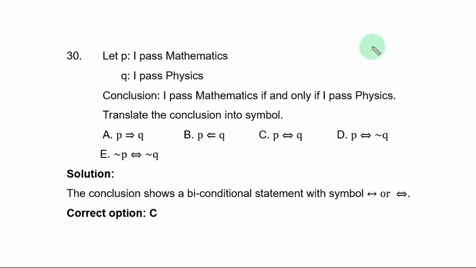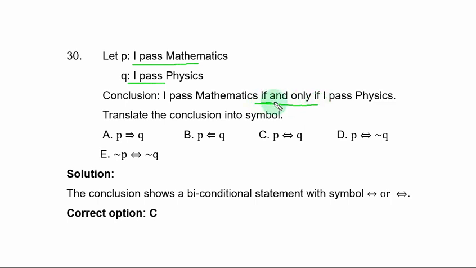Question 30. Let P such that I pass mathematics. That is, it's a simple statement. Q such that I pass physics. Conclusion. I pass mathematics if and only if I pass physics. Translate the conclusion into symbol.